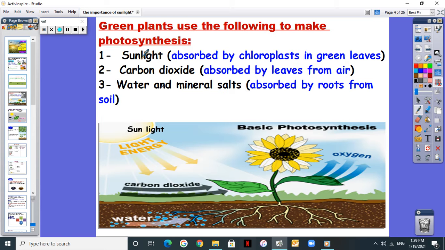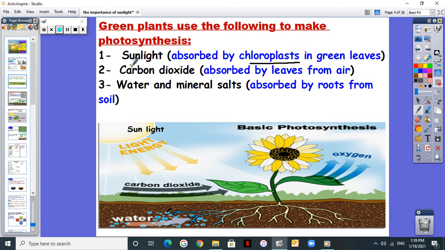So again, what do green plants use to make photosynthesis? They use sunlight, and sunlight is absorbed by chloroplasts in green leaves. Of course, you know chloroplasts from the last lesson. This is a green plastid. So chloroplasts, or green plastids, absorb sunlight from the sun. Number two, plants need carbon dioxide, and carbon dioxide is absorbed by leaves from the air. And number three, water and mineral salts are absorbed by roots from the soil. This is the soil and this is the roots of the plant. So the roots of the plant absorb water and mineral salts from the soil.